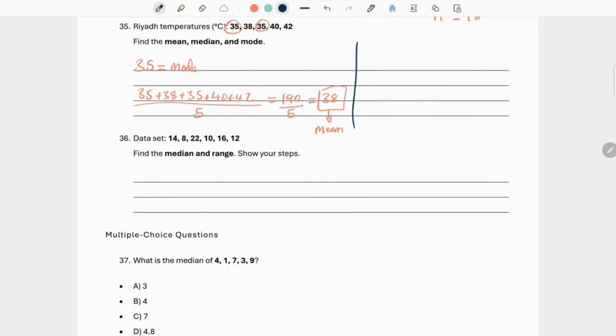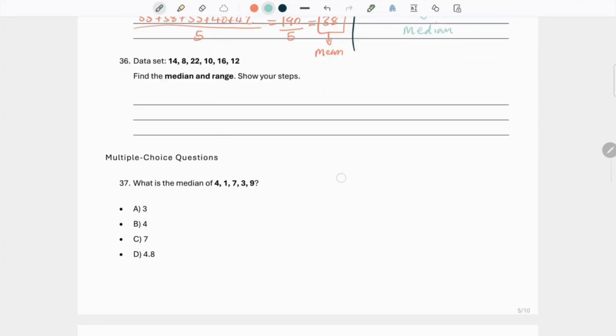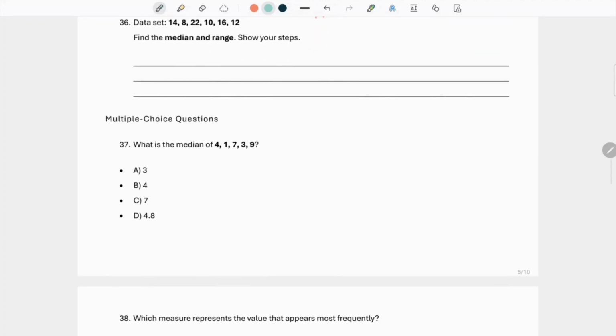Now, again, in order to find a median, we've got to put the numbers in order. So we have 35, then we've got 35 again. What comes next is 38, then 40, then 42. I'm going to strike off the numbers from both sides. 1, 2, and we end up with 38 in the middle. So our answer is 38. So that's the median.